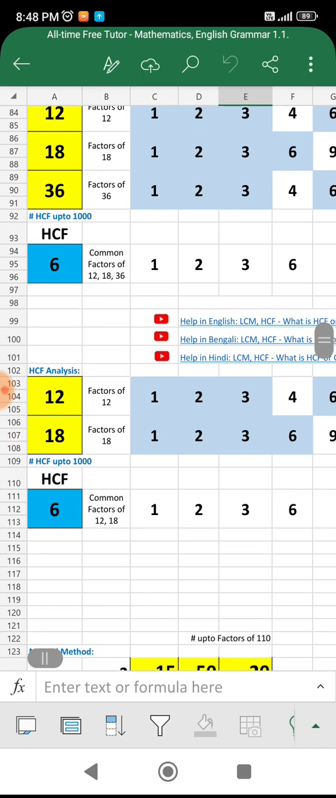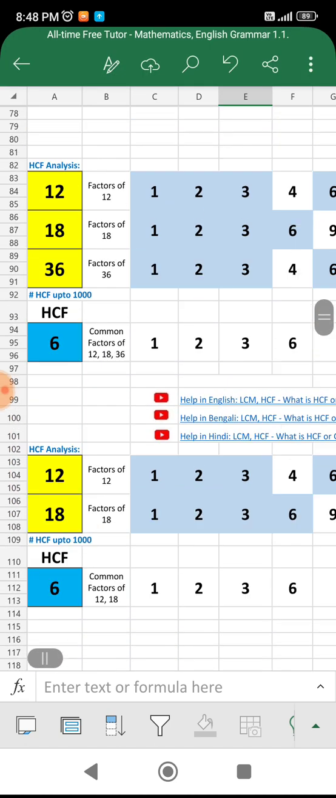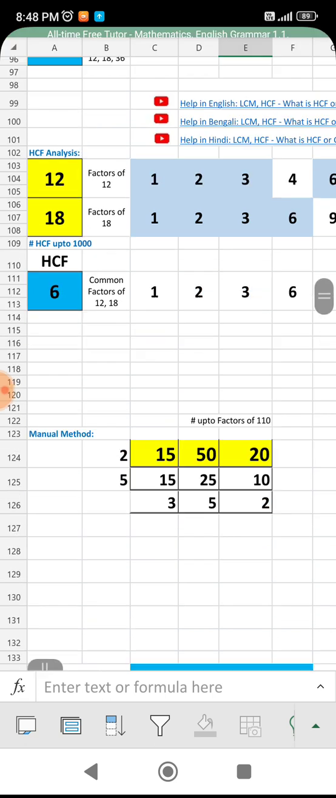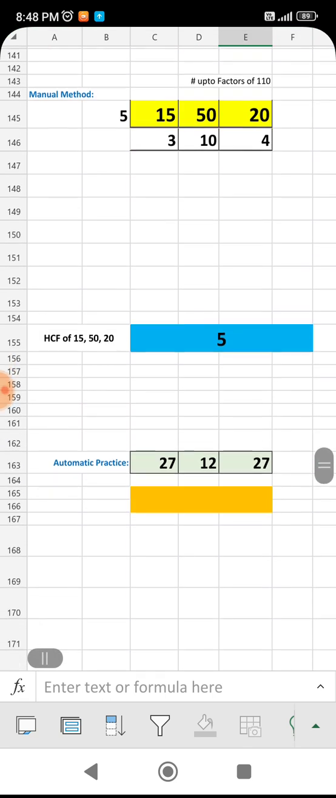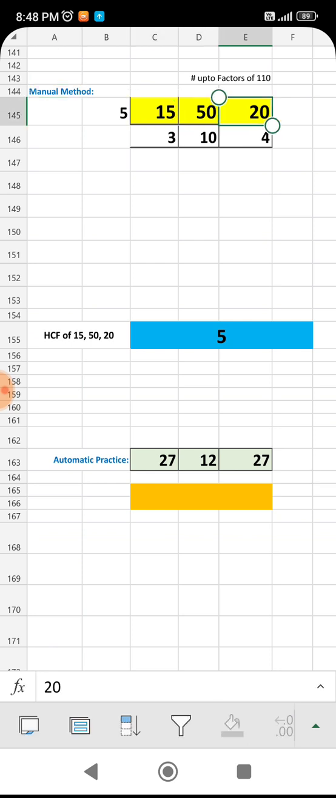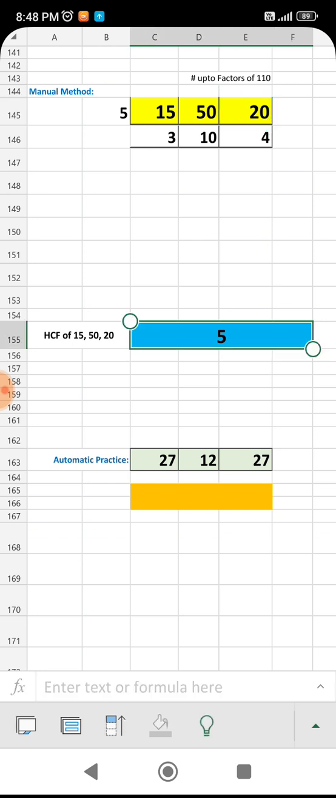But this method is a very time-taking process. In an exam, ma'am or sir will not give so much time to calculate this. We have to calculate it much faster. So that's why the manual method is given here. Here you have to put the numbers. It is a yellow cell, so you can change these numbers, and you will get the answer.